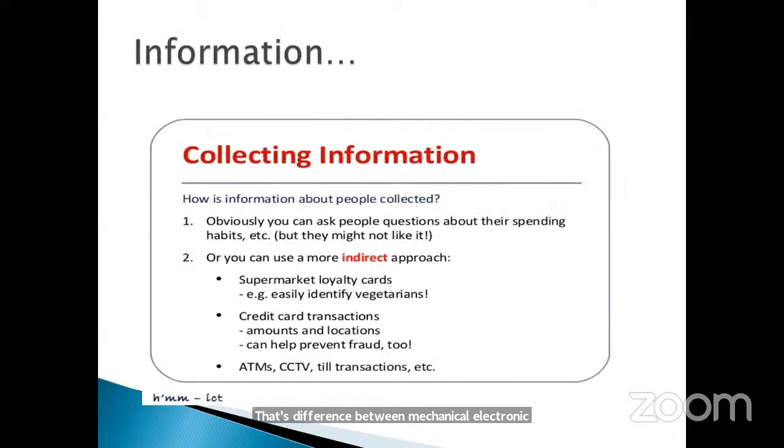The slides just tell us about ways of collecting information, and how information about people is collected. Well, the first way is you ask the people questions about their spending, maybe their habits, and you can also use an indirect approach, like what the supermarkets do to us these days. You go to a supermarket and they collect information about maybe your date of birth, where you live, and they give you a loyalty card, whereby they say you can be saving some money, discounts.